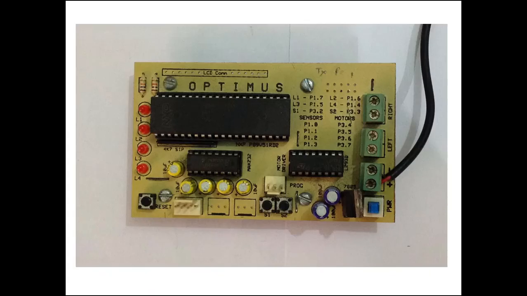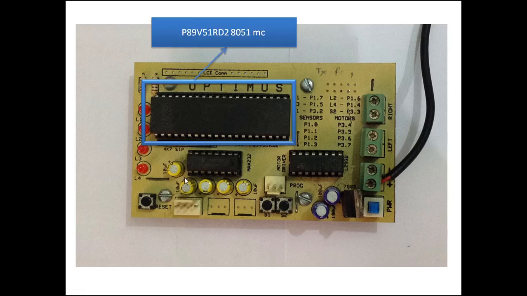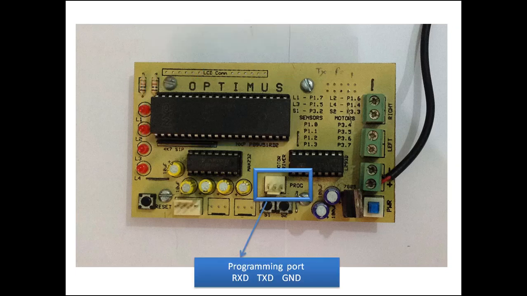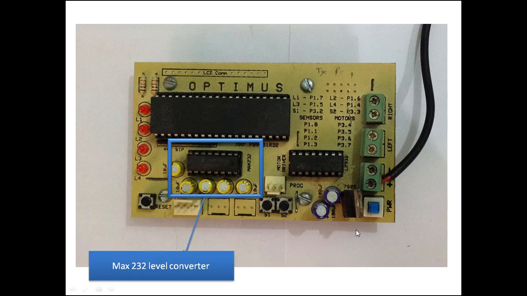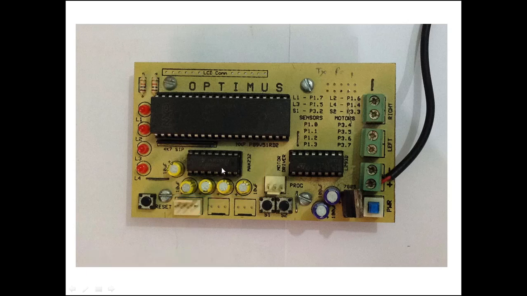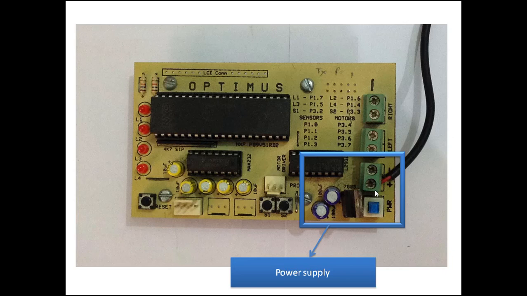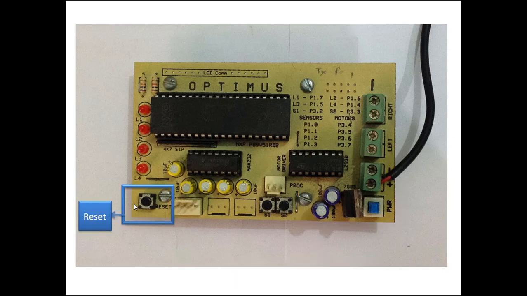Here is the 8051 microcontroller board that I am using to demonstrate how you can burn the code from the PC to the microcontroller. This board has the P8951RD2 microcontroller from NXP. Here is the program slot with 3 different pins: TXD, RXD and ground. Here are the MAX232 level converter IC, the power supply, and the reset button.